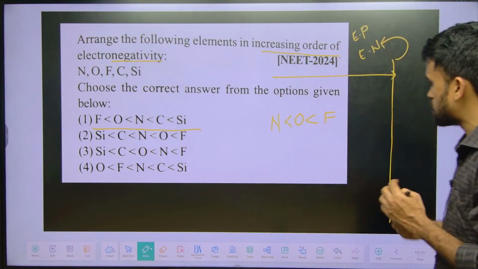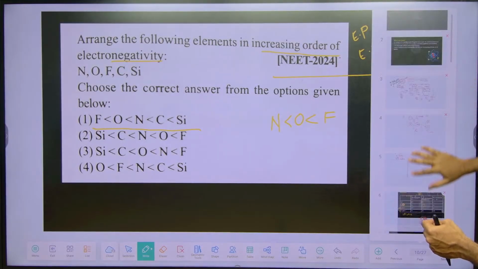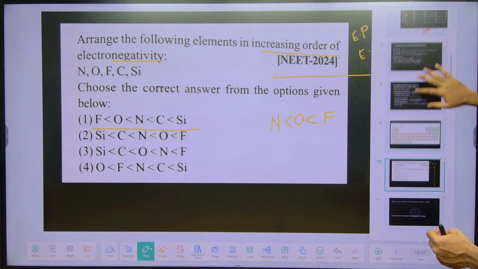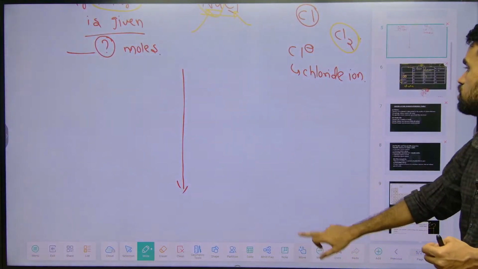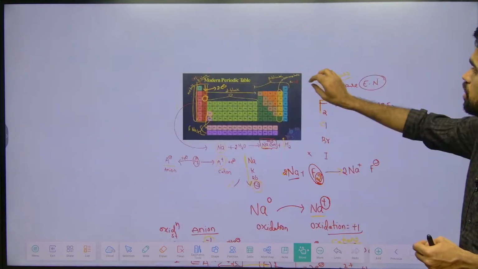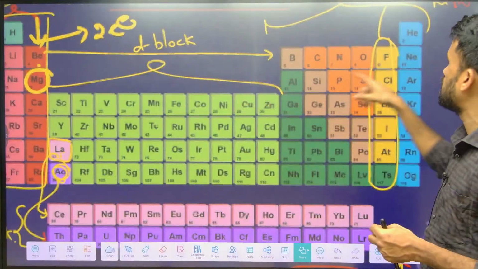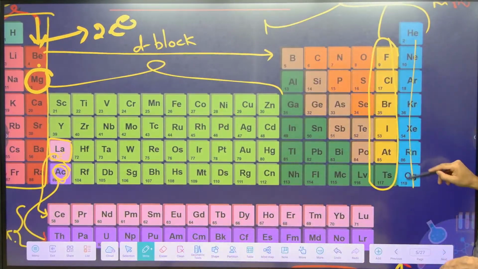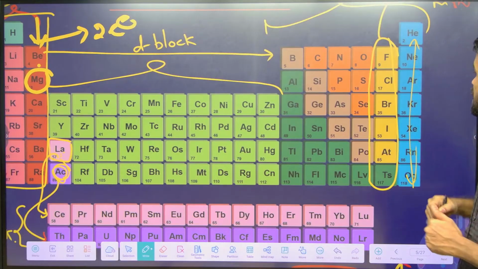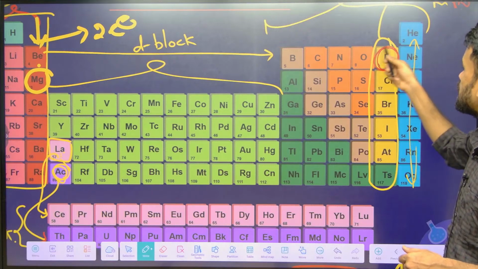So how can I understand this? You just consider any periodic table that I have shown you. Which is at the right hand side of the table? Fluorine. So fluorine is at the right hand side. Don't consider noble gases. These are stable and inert. They won't show reactivity. So fluorine is at the right hand side, so this is the most electronegative element.